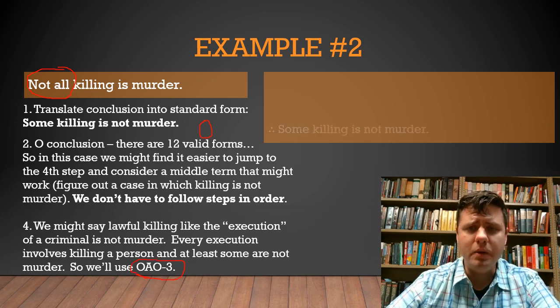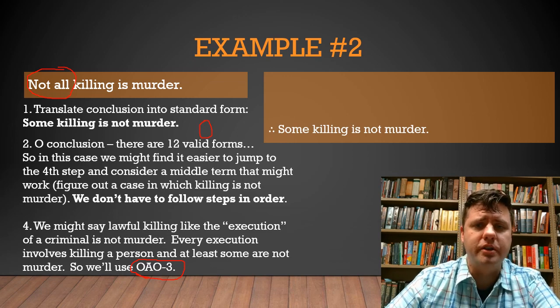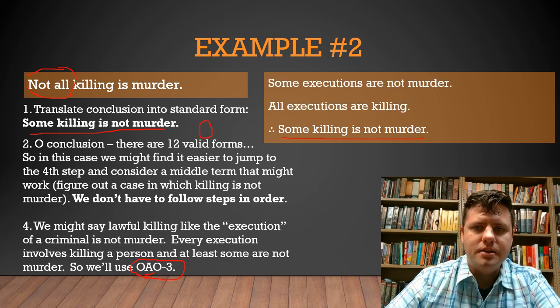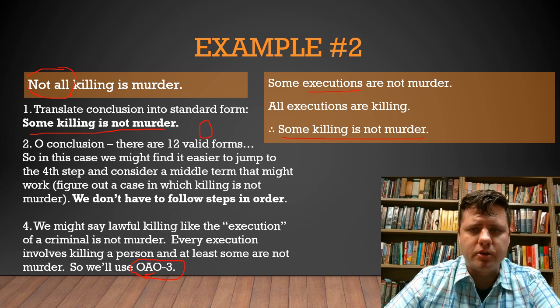So now we can just fill these in. We're going to start with our conclusion. Some killing is not murder. That's what we have from here. That's what we're trying to establish. Some killing is not murder. Now, if it's OAO, we know that this first spot also has to be some or not. And then the second spot, because it's an A, must be an all. And then the 3 tells us where to put the middle term. In this case, number 3 would be the middle term is in the first slot on both the major and the minor premise. Remember, here's the major term, so that goes up into the major premise. And here's the minor term, goes into the minor premise.